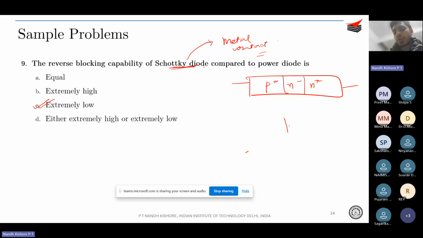Power diodes can be rated for 1200 volts in the market. Even 1700 volt power diodes are available. You can't have the same for Schottky diodes. You may see them up to maybe around 100 or 200 volts.